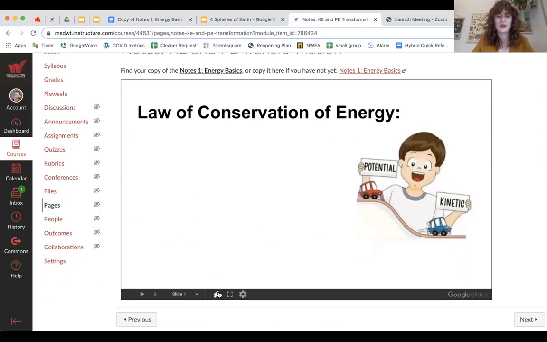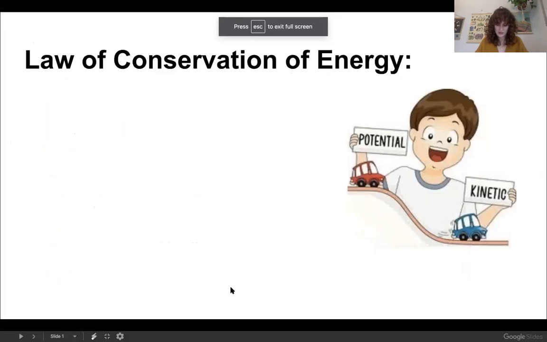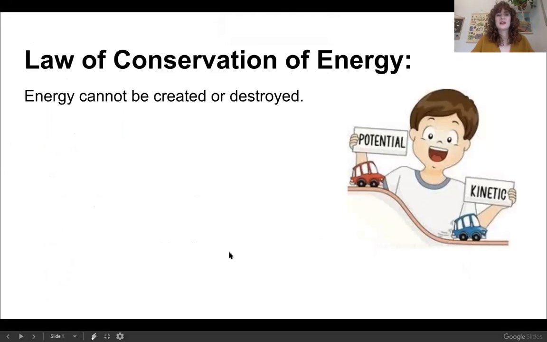All right, so here we go. This is just a reminder that the Law of Conservation of Energy means that energy cannot be created or destroyed. We did talk about this in our last module, but we didn't name it. So there's a name for this idea, and that's Law of Conservation of Energy. There's also a law of conservation of matter, which says matter cannot be created or destroyed. So energy and matter have that in common.